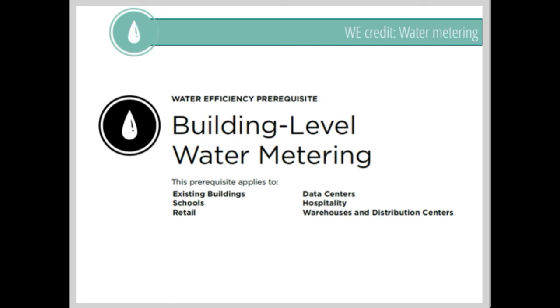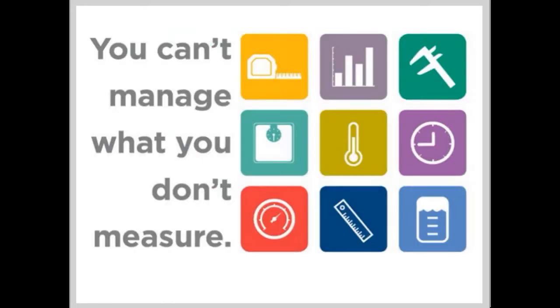Now let's look at our next prerequisite, building level water metering. This prereq allows buildings to understand and measure the biggest end uses. As the saying goes, you cannot manage something if you cannot measure it. Metering allows you to understand how much water your building is using and where those gallons are going. In order to ensure that water consumption is optimized at a building level, which includes both the project building and grounds, monitoring and measurement strategies should be implemented and water meters be installed.